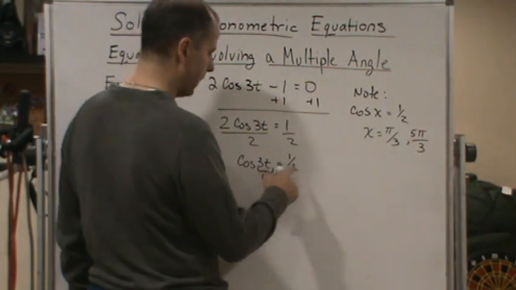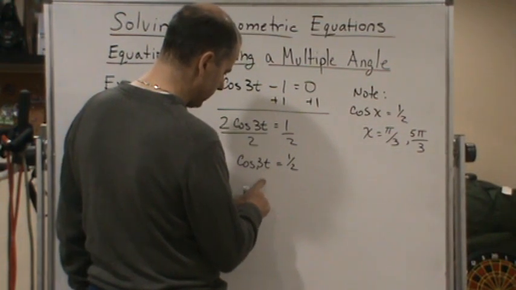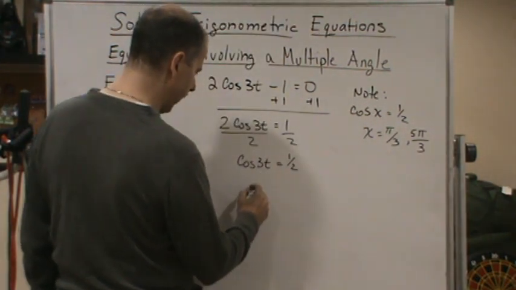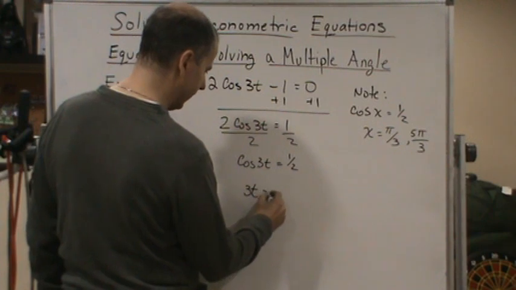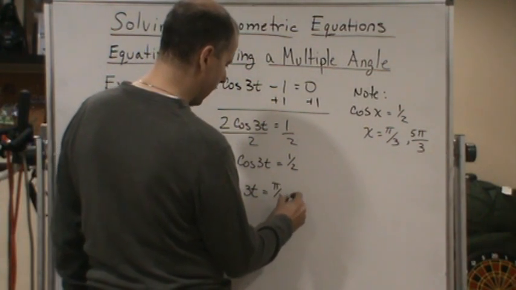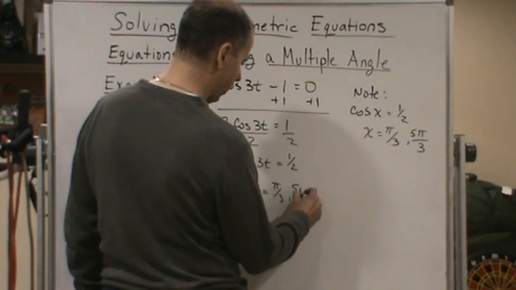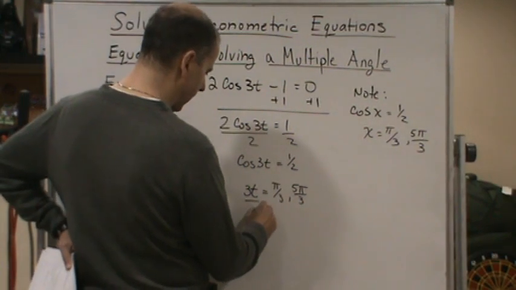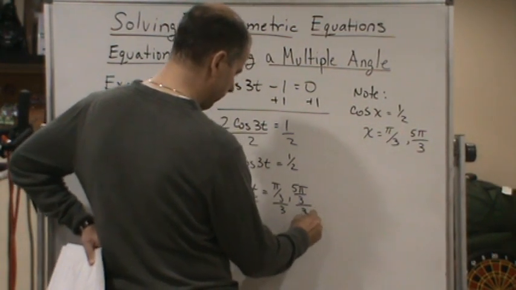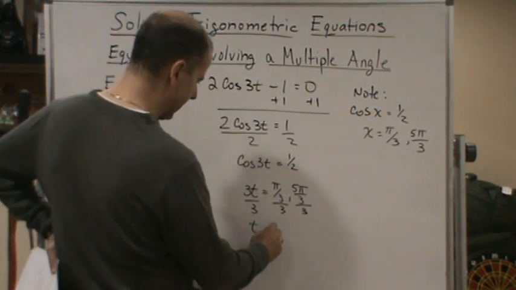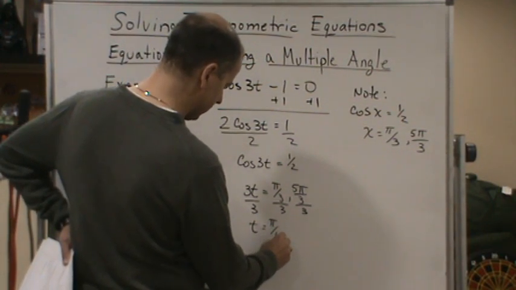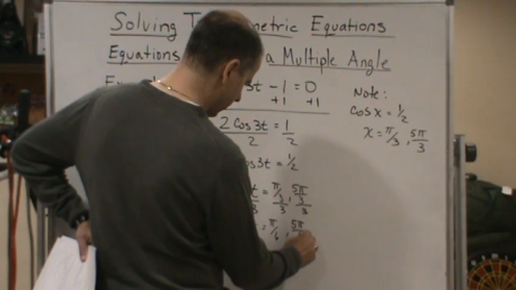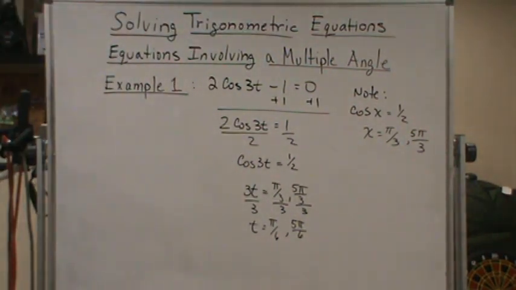But we're dealing with 3t, so in other words, this is true when 3t equals pi over 3 or 5 pi over 3. To solve for t, just divide everything by 3. So this is true when t is equal to pi over 6 and 5 pi over 6. Okay?